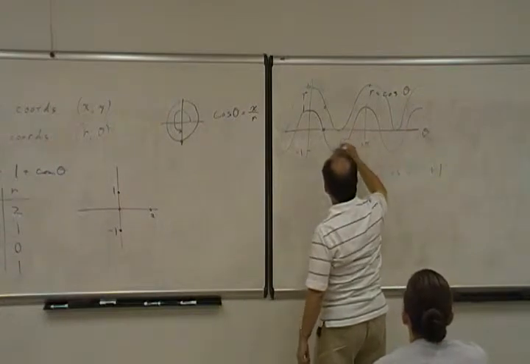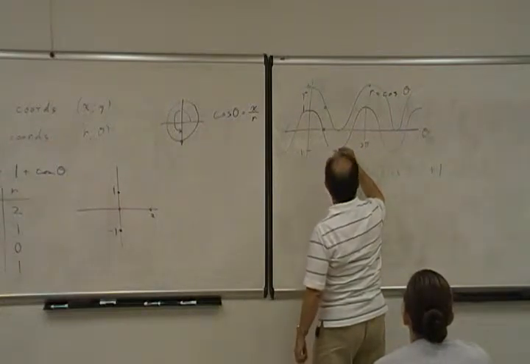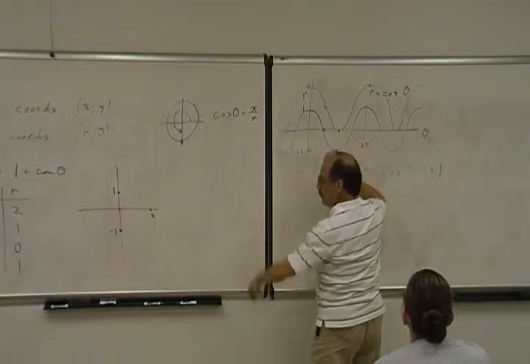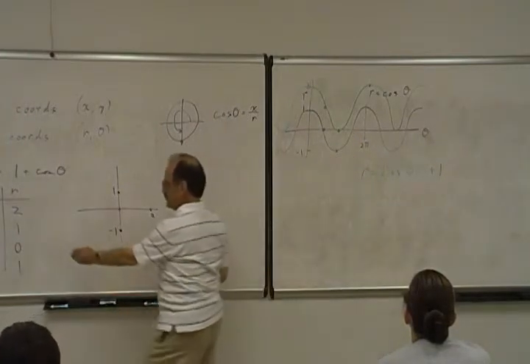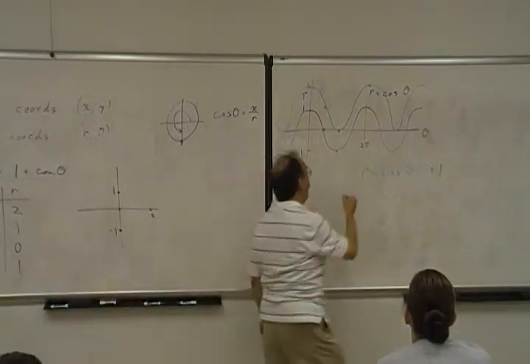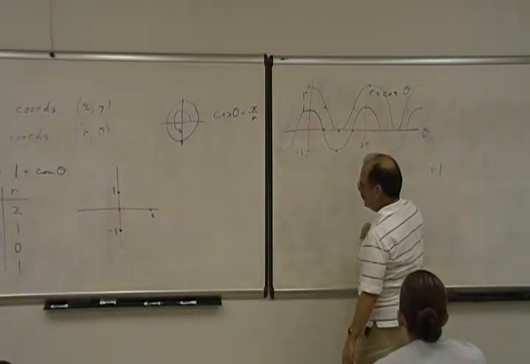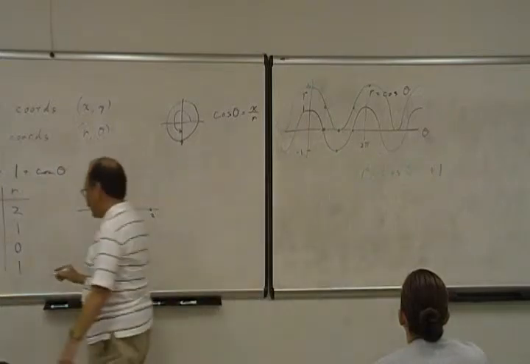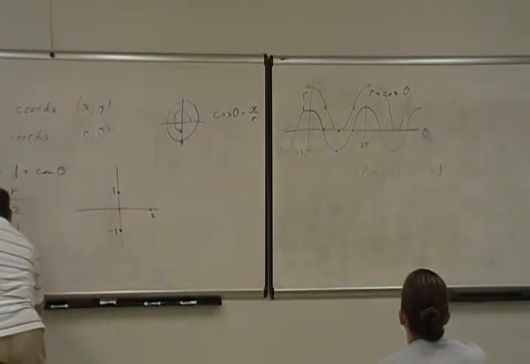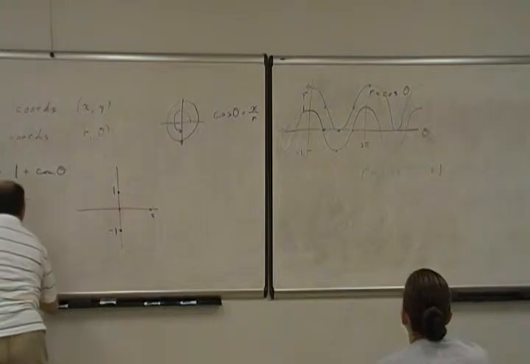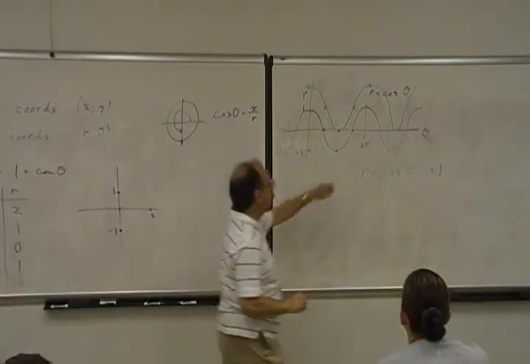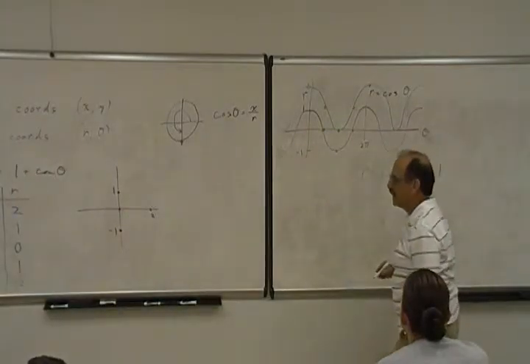At pi, it was here for cosine, it is here for 1 plus cosine, so that's the 0. At 3 pi over 2, which is here, the cosine is 0, 1 plus it is 1. And the final one in this table is 2 pi, and there the graph is back to 2 again.